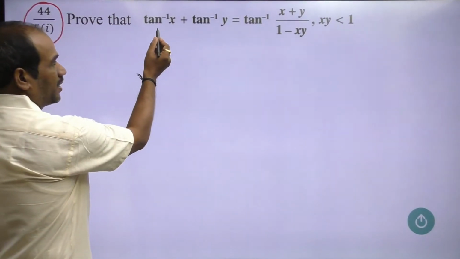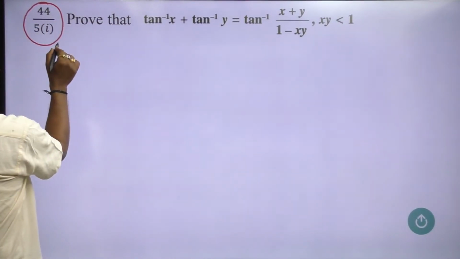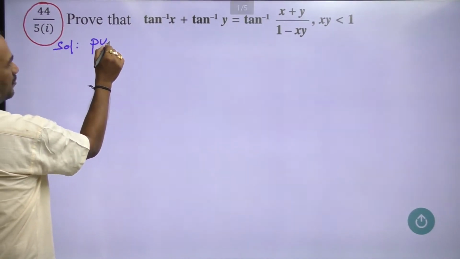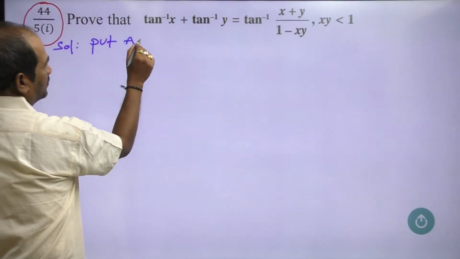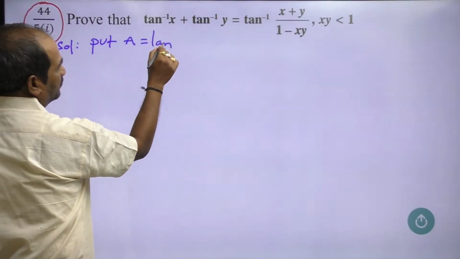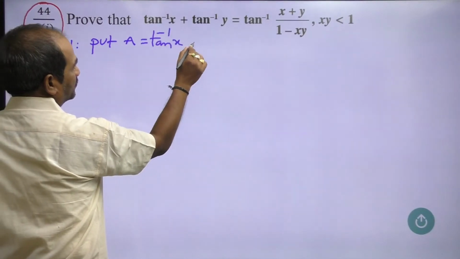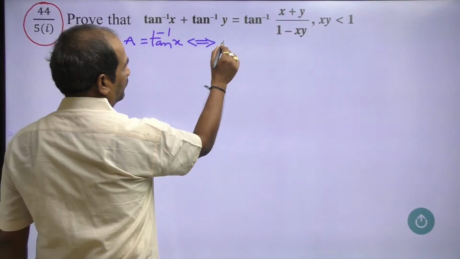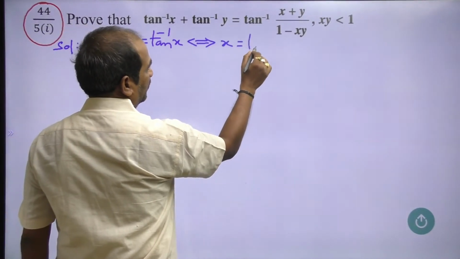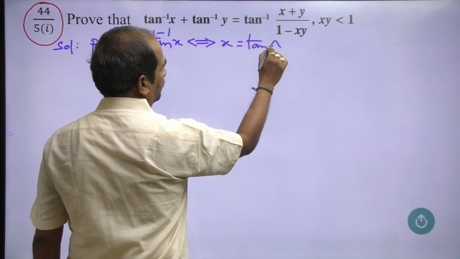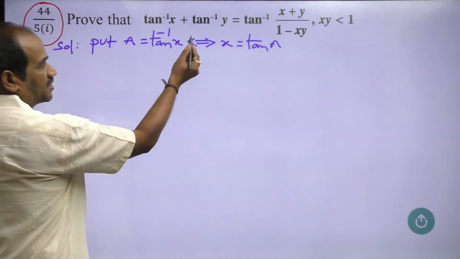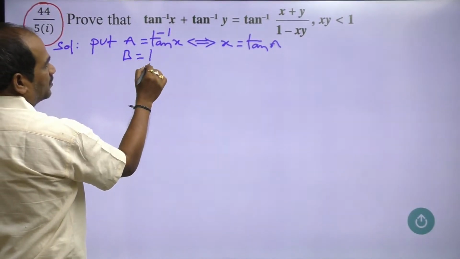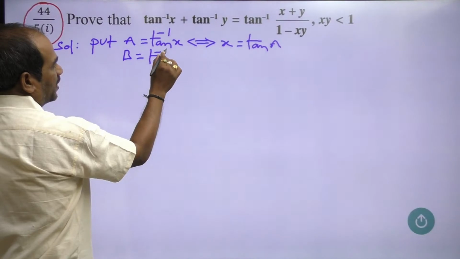So here put a is equal to tan inverse x. Here in the solution, put a is equal to tan inverse of x. So if and only if x is equal to tan of a, x value is tan a. Next this value is b. So here b is equal to tan inverse of y.